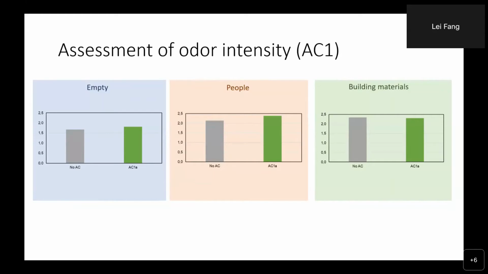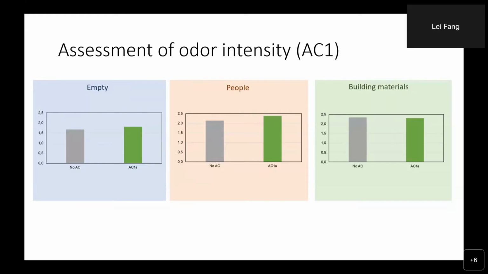As you can see, the figure on the left shows the room without building material. I mean, without additionally added building material as a pollution source, and also without people sitting in the room. So we call it the empty room. And then we turn the air cleaner on and off and let the subject assess the air quality. And this is the odor intensity assessment.